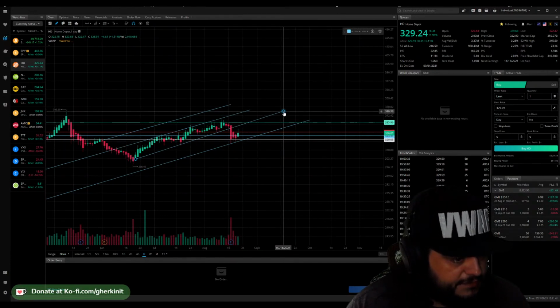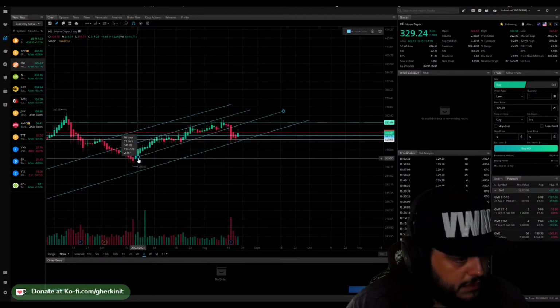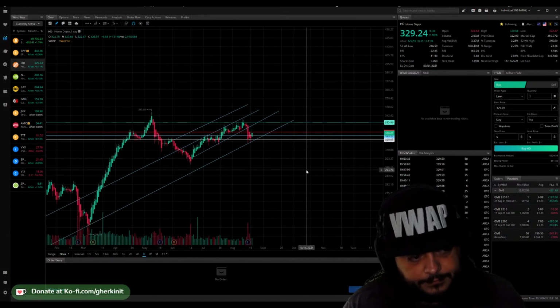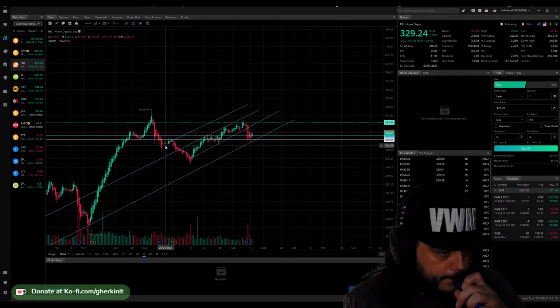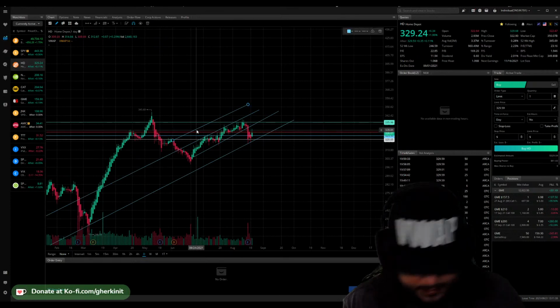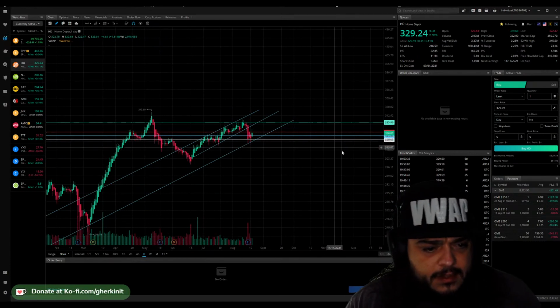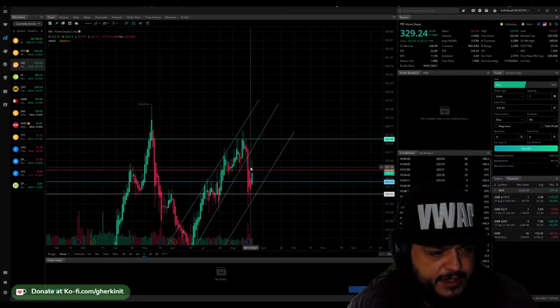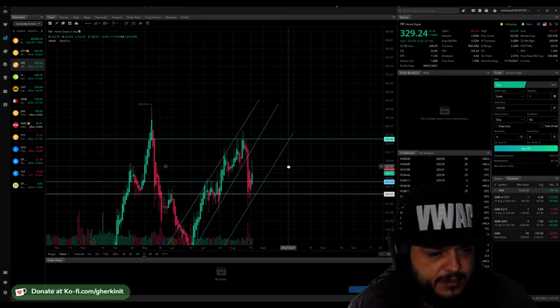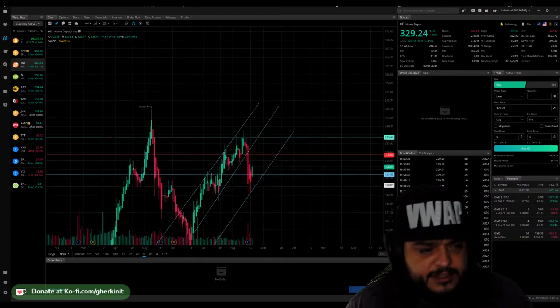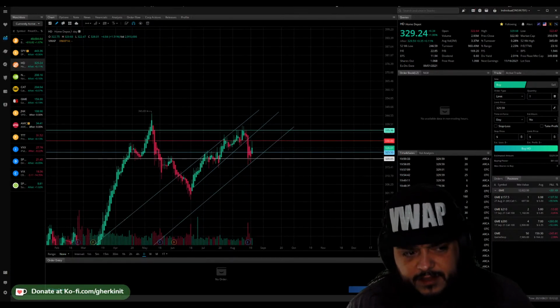Why do I feel like that's off? So it had a little bit of resistance here at 325, and then the next psychological resistance is going to be up here at 330. If it breaks through 330, I would expect another test at 335.